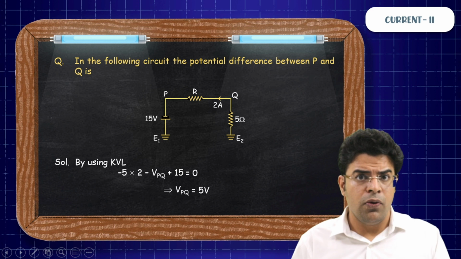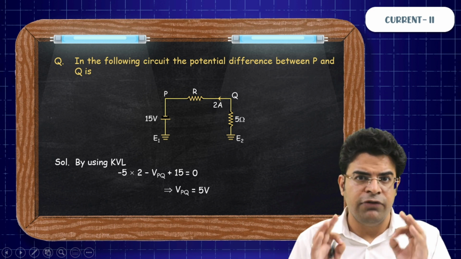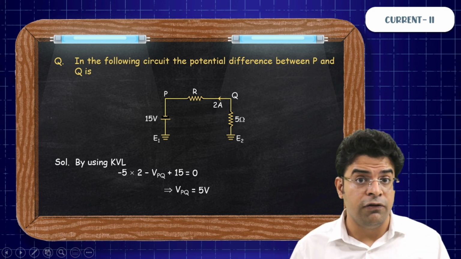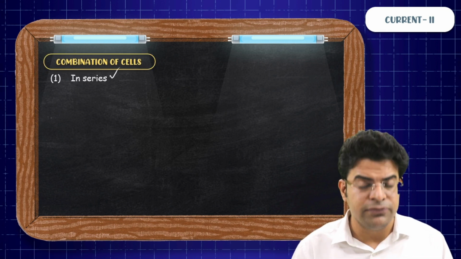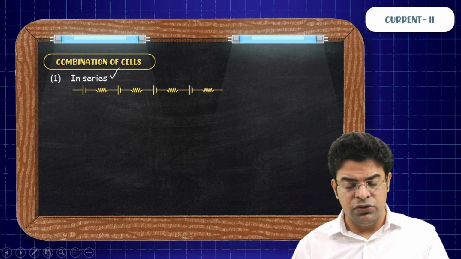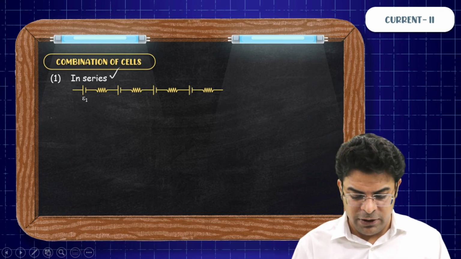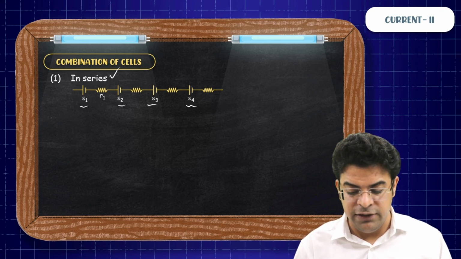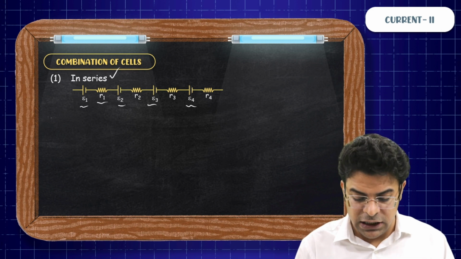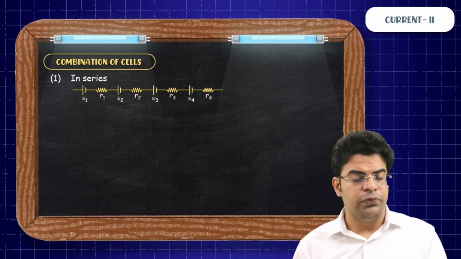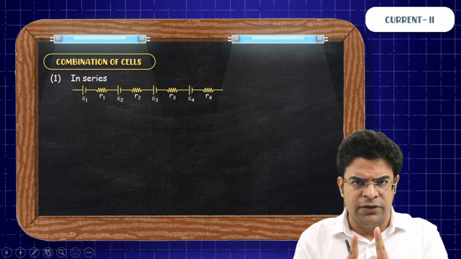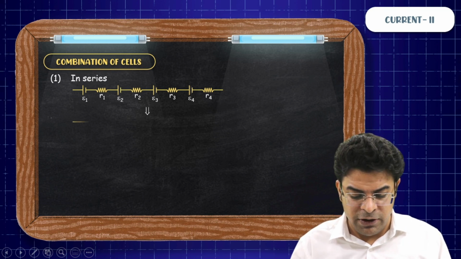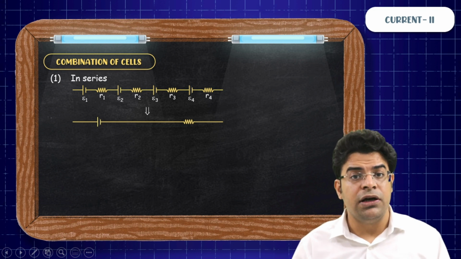So now we will talk about something very important, which is the combination of cells. First, the easy case, when the cells are in series. Let's say they have given you these multiple cells of EMF E1, E2, E3, E4 having internal resistance R1, R2, R3, R4. And you wish to replace all these cells with a single cell, then what has to be the EMF of that cell and what has to be the internal resistance?